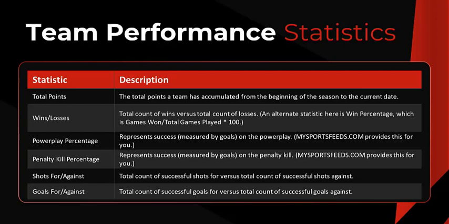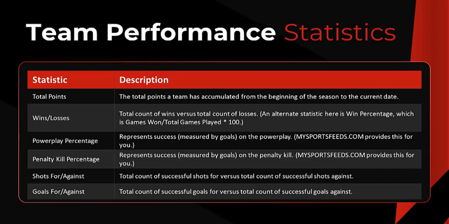Wins and losses. This is a basic but important statistic that measures a team's overall performance by comparing the count of wins versus the count of losses. It can also be represented through win percentage. Power play percentage. This statistic measures how successful a team is on the power play. It can be displayed as a percentage of power play goals scored per power play opportunities.